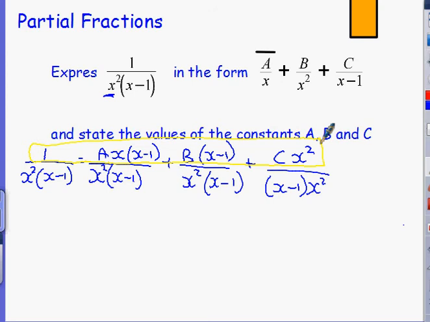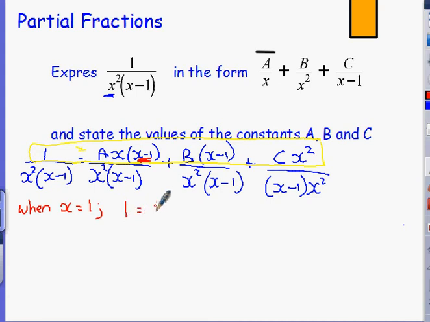So 1 has got to equal a(x minus 1), b(x minus 1), and cx squared. I'm going to save space, but please don't you write that out again before you do this bit. Then you write when x equals, looking at the first one here, I'm going to say when x equals 1. Okay, so I will sub it in then.